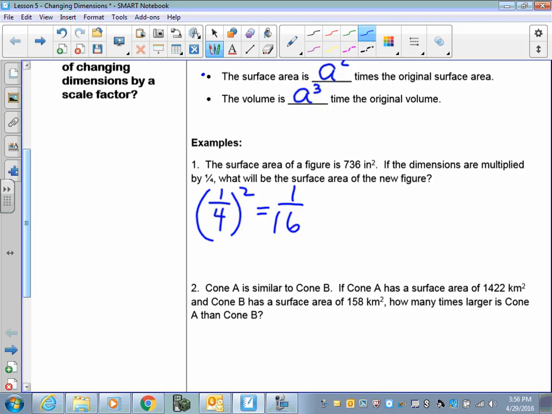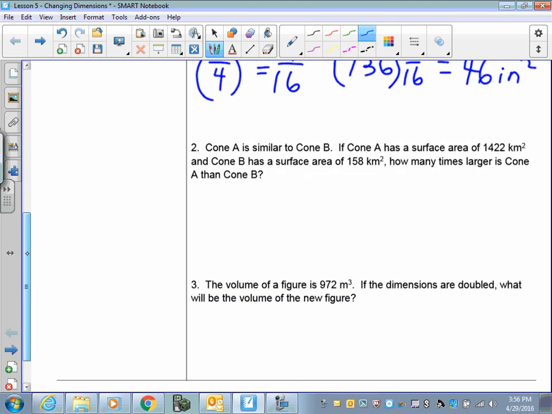So that's 1/16. I take the surface area of my original figure, multiply that by 1/16, and that gives me a surface area of 46 square inches. So the original surface area is 736. If I have a solid whose dimensions are 1/4 those of the first one, then its surface area will be 46 square inches.